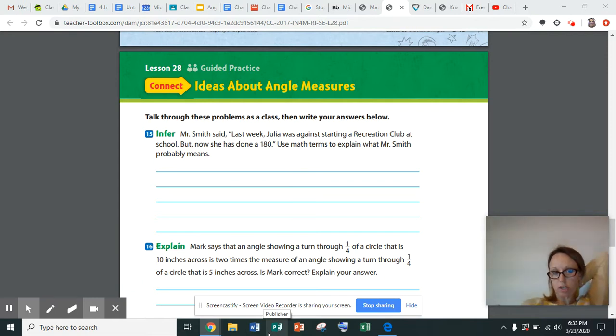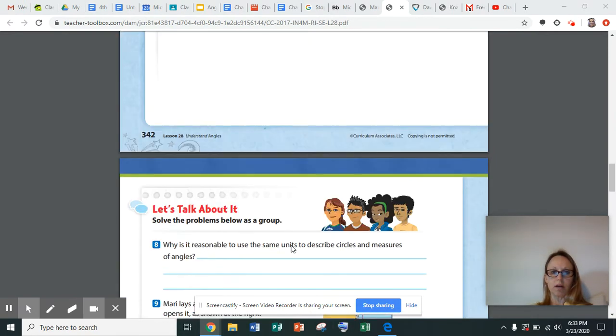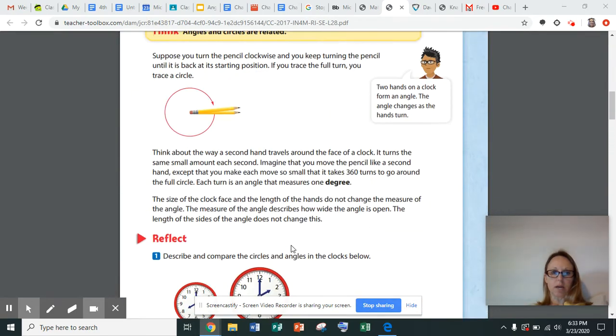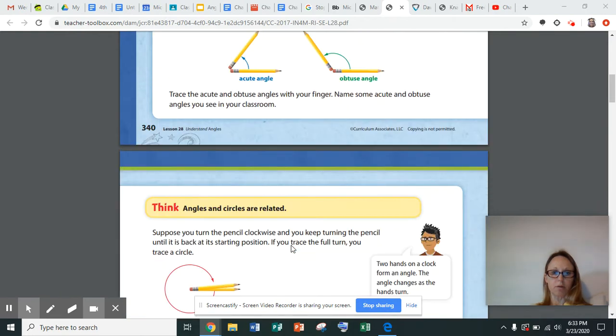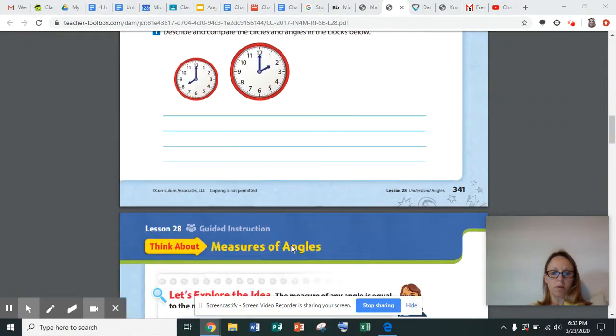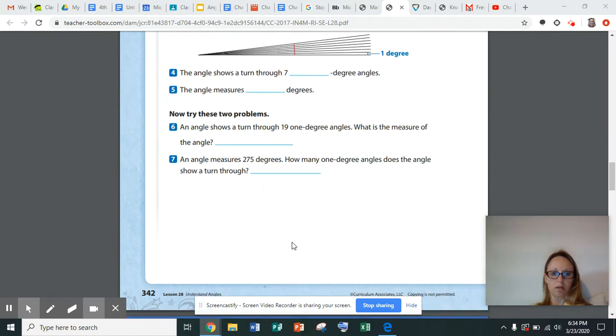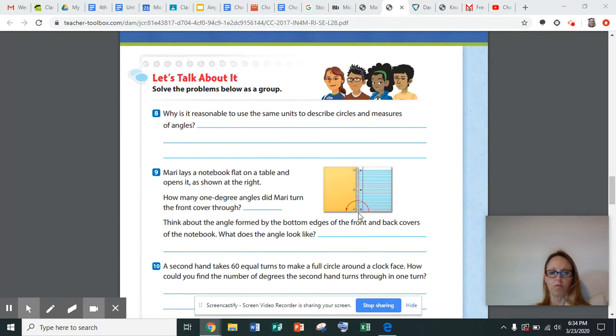So the first question, number 15 says, Mr. Smith said last week Julia was against starting a recreation club at school, but now she has done a 180. Use math terms to explain what Mr. Smith probably means. So I want to go back up and look at some of our examples. I thought they had an example. Well, they kind of do on this example right here. Sorry for moving all around.